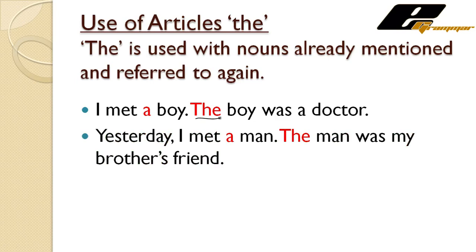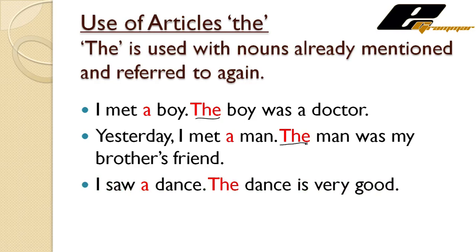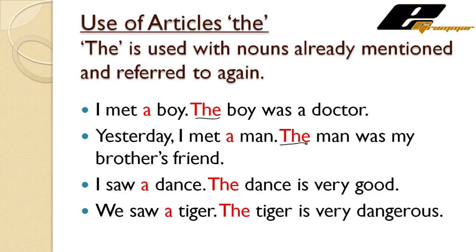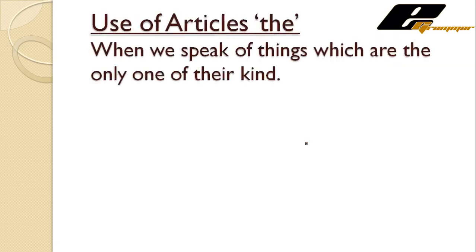Yesterday I met a man. Any man. But now in the second sentence I'm talking about that particular man. So, I met a man. The man was my brother's friend. Understood? Let's see another example. I saw a dance. The dance is very good. We saw a tiger. The tiger is very dangerous. Understood? Now let's move to the next part.